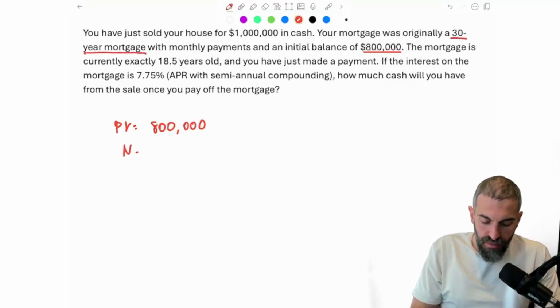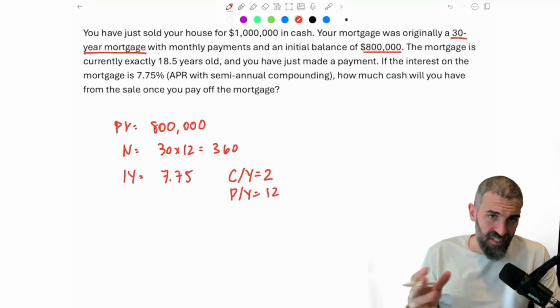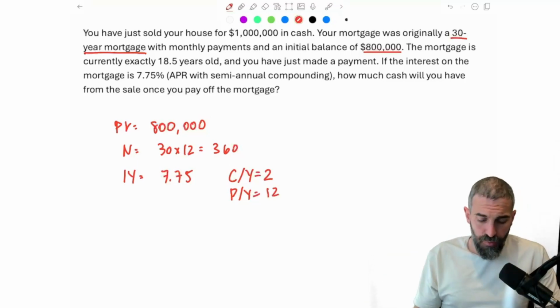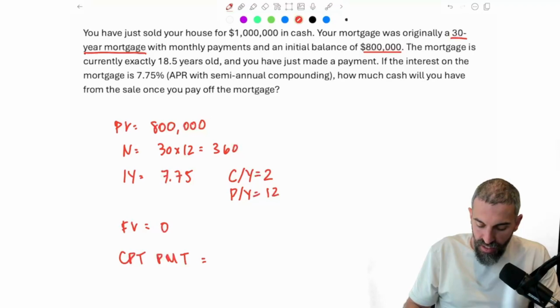So N should be 30 times 12, right? With monthly payments, so that's the 12. The initial interest rate was 7.75 with semi-annual compounding. So we're going to set our CY to 2 and our PY to 12 because we're making monthly payments. Remember that CY is your compounding frequency, PY is your payment frequency. Future value is 0, and we'll compute the payment. That's kind of step one in any mortgage question.